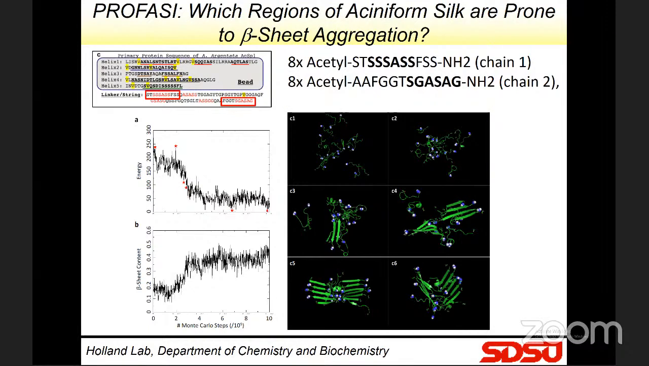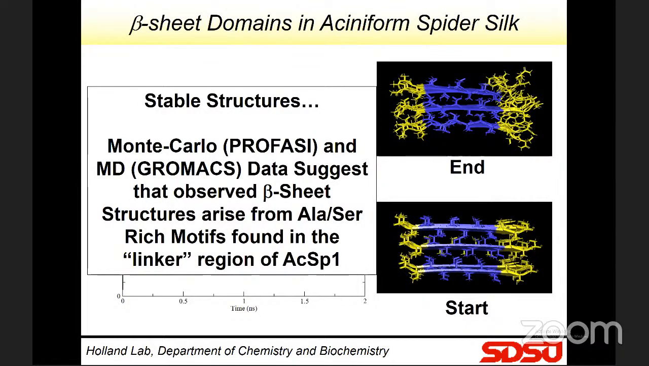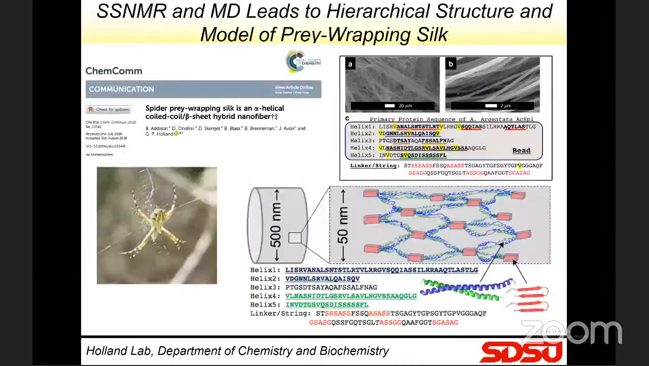And so we knew about how much beta sheet was present for the serine and the alanine. We knew how much helices were present, and the numbers seemed to agree. And the molecular dynamics PROFASI Monte Carlo simulations seem to agree. We even went ahead and did the full GROMACS molecular dynamics simulations of the beta sheet structures. And so by combining the solid state NMR, PROFASI, and the GROMACS molecular dynamics, we were able to illustrate that the beta sheet structures arise from the alanine serine rich motifs that are found in the linker region, while those other regions form coil helical structures. And we published this in ChemComm a couple of years ago.